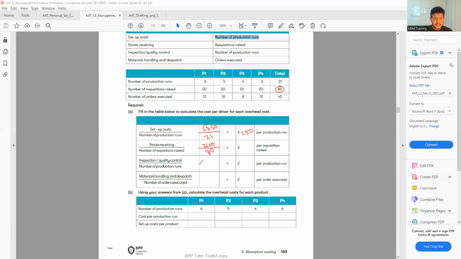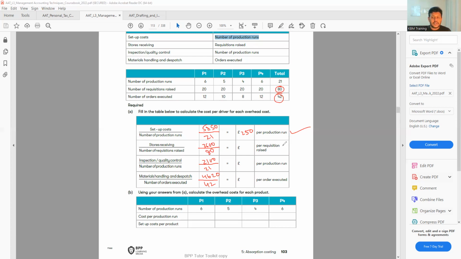The next one is quality control. The inspection cost is 2100. It is linked with the production run, so it will again be divided by 21. And material handling, the total cost is 4620, and it says linked with the orders executed, 42. That's it. So the cost is 250 per production run.